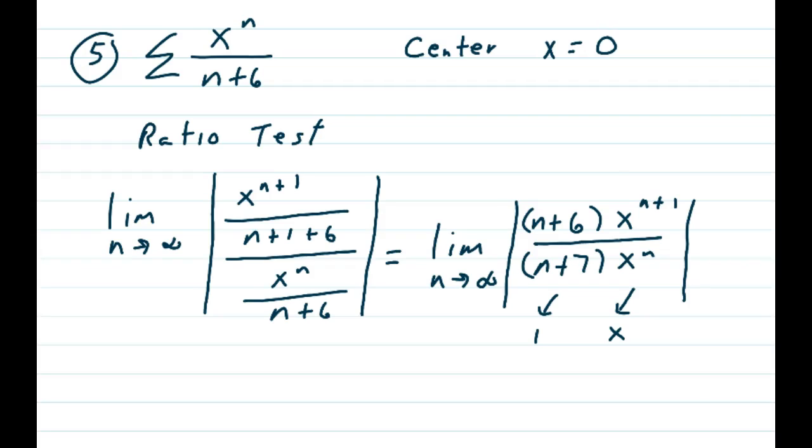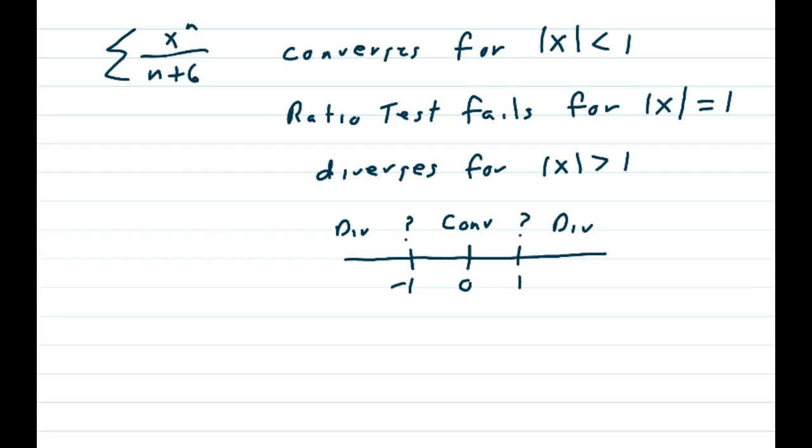Now the limit as n approaches infinity of n plus 6 over n plus 7 will turn into a 1, and x to the n plus 1 over x to the nth will turn into the x. So all we're really seeing there is the absolute value of x. So now we know that the power series x to the n over n plus 6 converges for the absolute value of x less than 1.